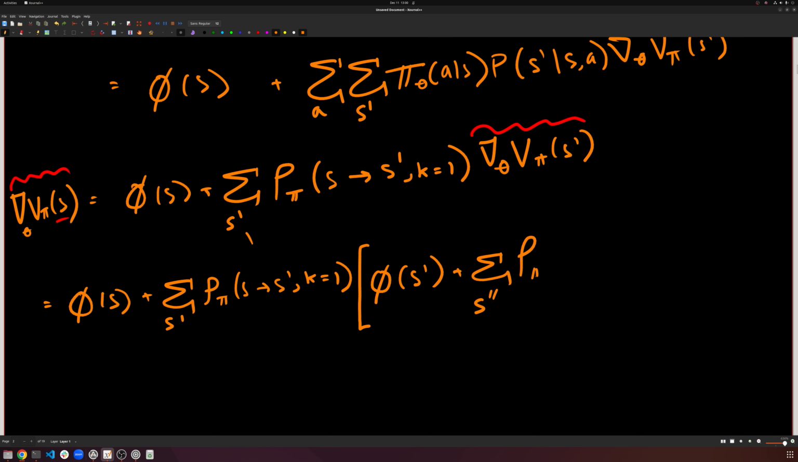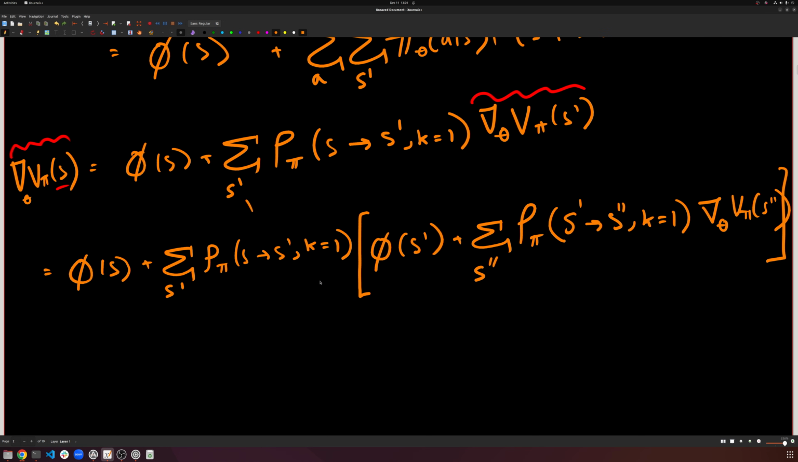And then it'll be rho pi. We're going to go from s prime to s double prime. And again, k equals 1 step. And then again, we'll have the derivative right here, v pi, but it'll be for s double prime instead. So essentially, we've rewritten this expression just for the next state rather than for the current s. We've written it for s prime, which essentially just shifts everything over by 1.